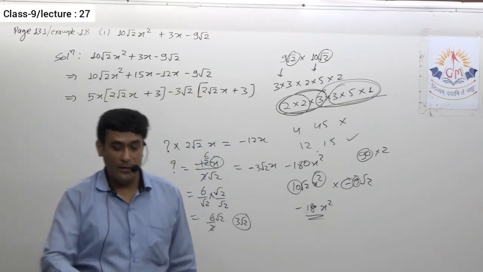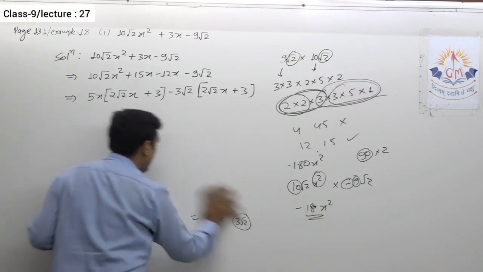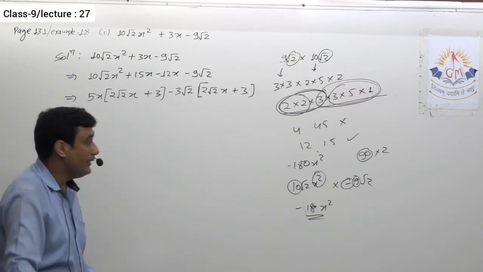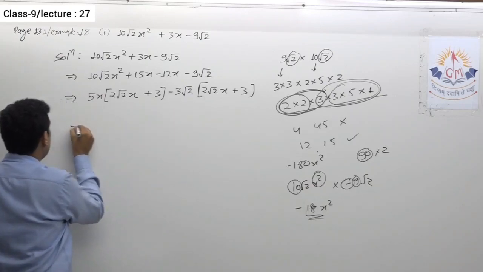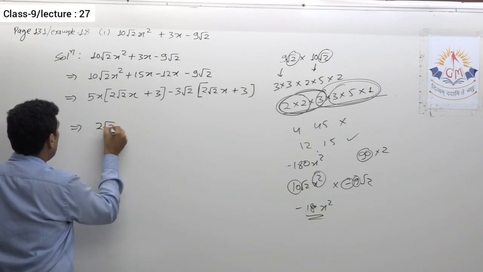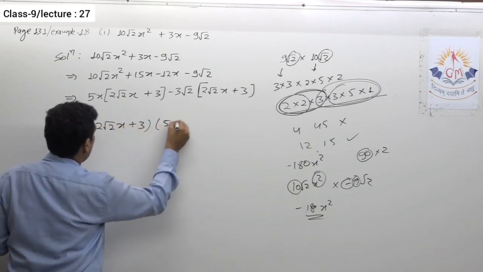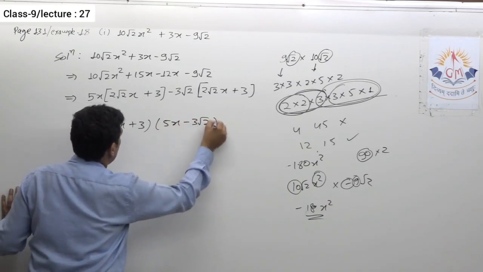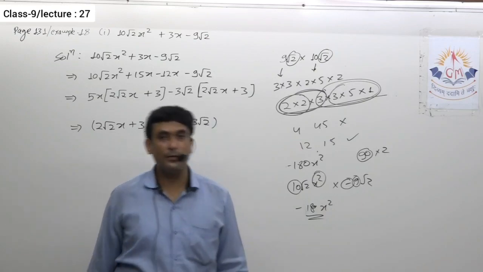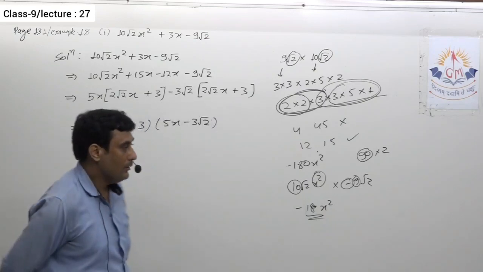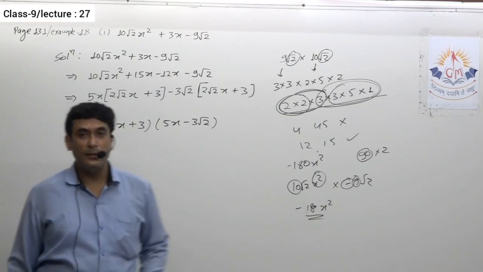So in this way we took common from the first two and the next two. Now after doing so, you can easily see what is common in these two. There is 2 root 2x plus 3. So 2 root 2x plus 3 is common from this, and here I do get 5x minus 3 root 2. So this is my final answer. I hope this is clear to you. So please note it down, then I will explain this once again, and then we'll move to the next question.